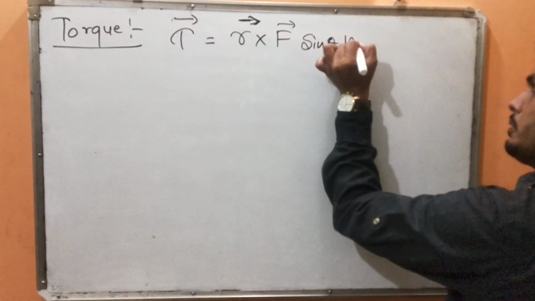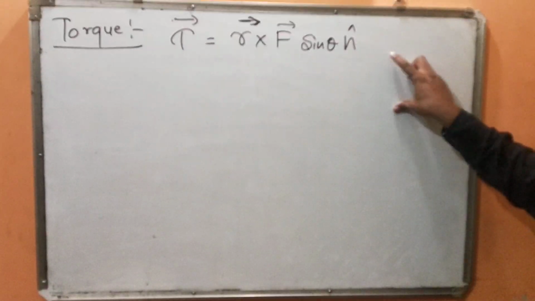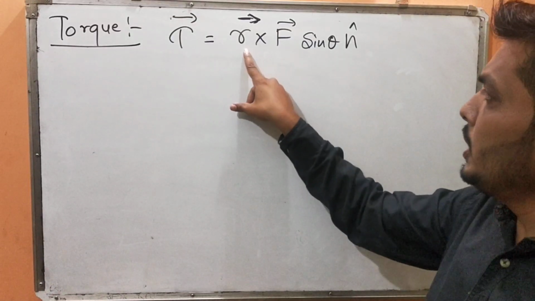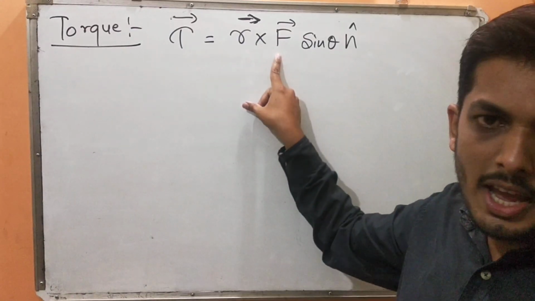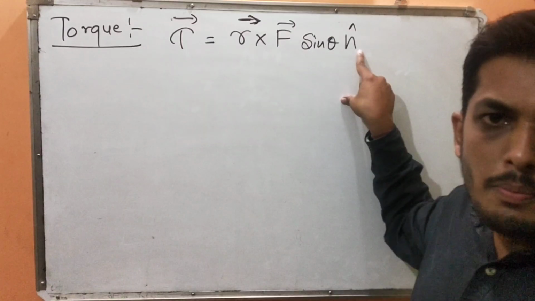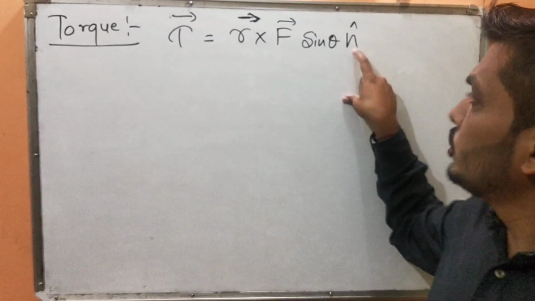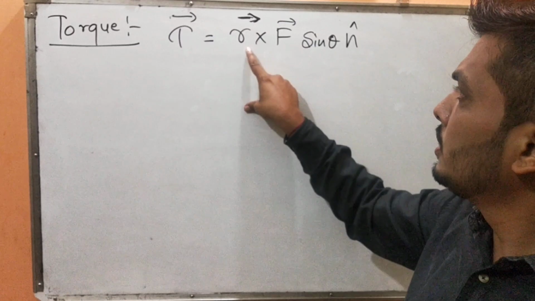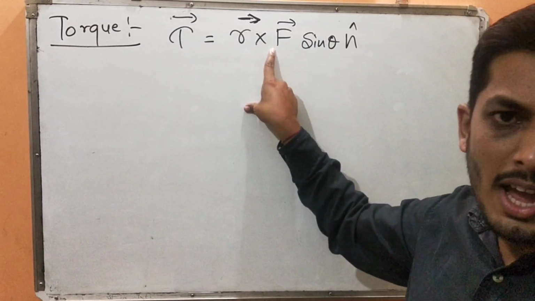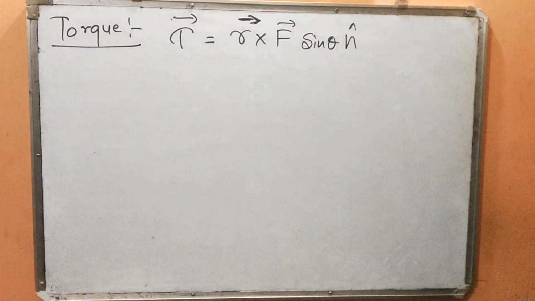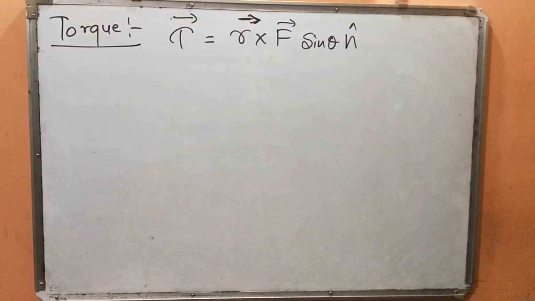Now here we give n cap. n cap is the unit vector which is perpendicular to the plane of r and F. Since torque is a vector quantity, it is very important to represent it with a direction. I hope you have studied cross product and dot product. If you have not studied, then it becomes very difficult, or else I'll tell you later.